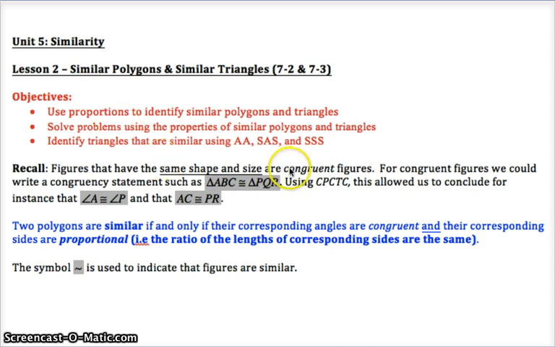Figures that have the same shape and are different size are called similar. If they're the same shape and the same size, they're called congruent. Let me give you an example in GSP.